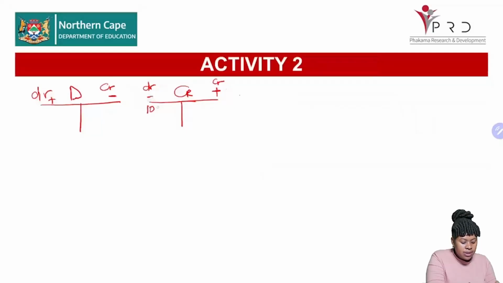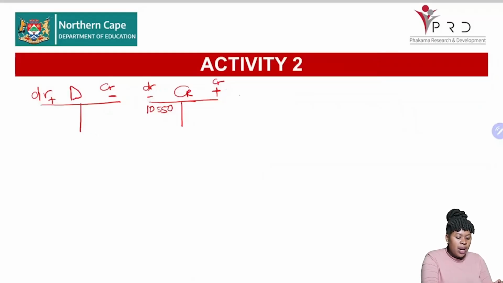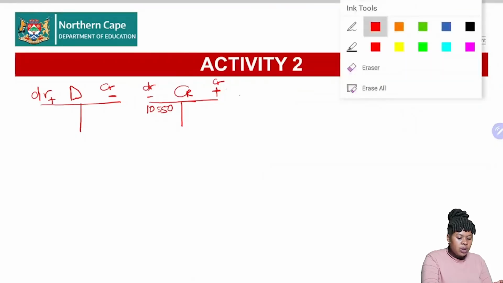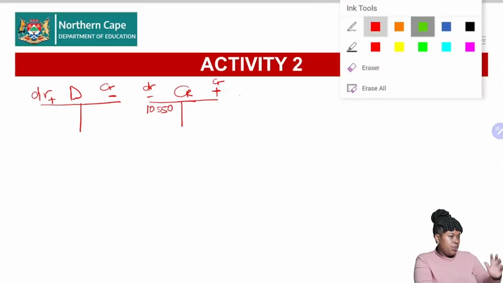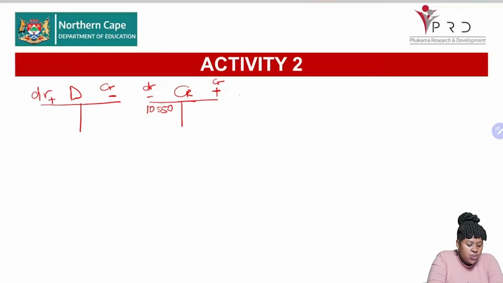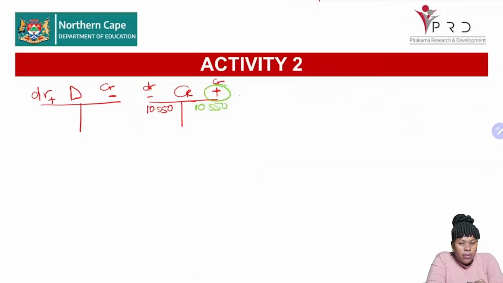There's a 10,550. So what do I need to do? I need to change this, or transfer this particular creditor, to become a debtor. So what do I need to do? I need to remove the creditor, 10,550. Do you see that it's on the positive of your creditors? So that means that in our trade and other payables, it's going to be a positive.